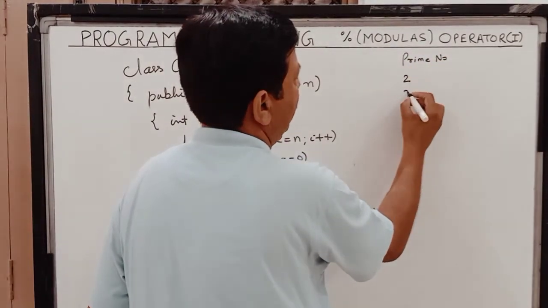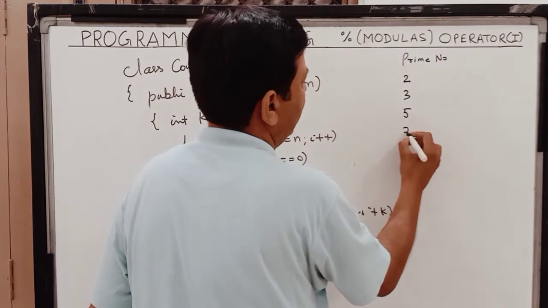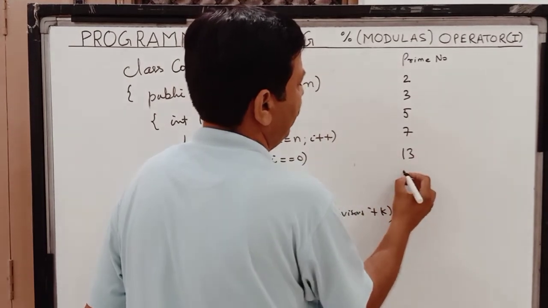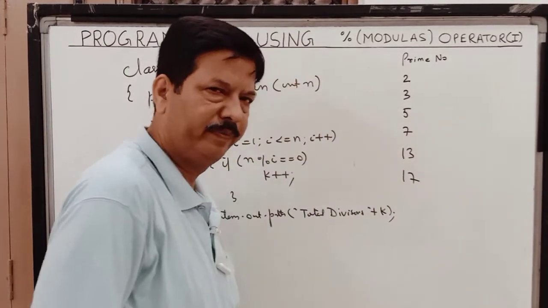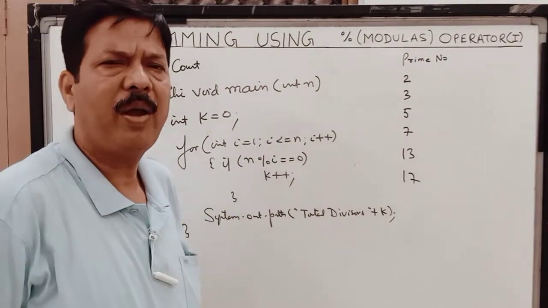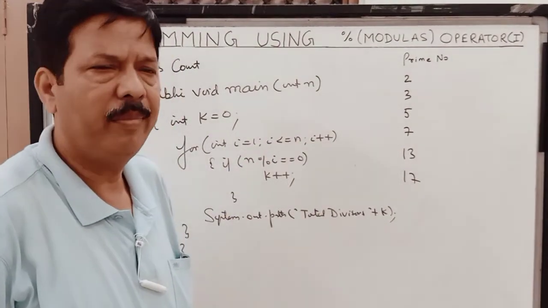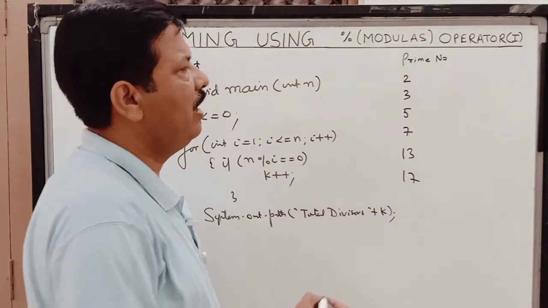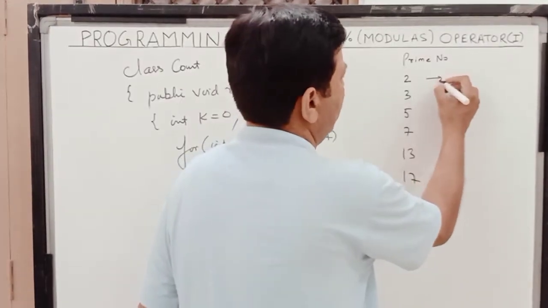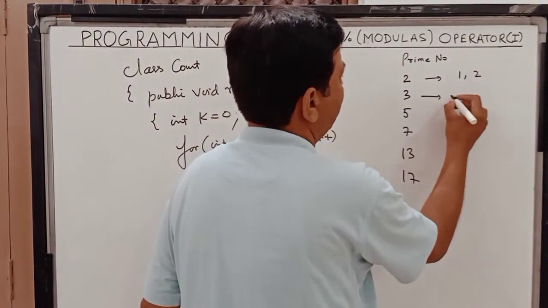2 is a prime number, 3 is a prime number, 5 is a prime number, 7 is a prime number, 13 is a prime number, 17 is a prime number. All these are examples of prime numbers and there are many more numbers. Now children, we will see the factors. How many factors does 2 have? 1 and 2. How many factors?